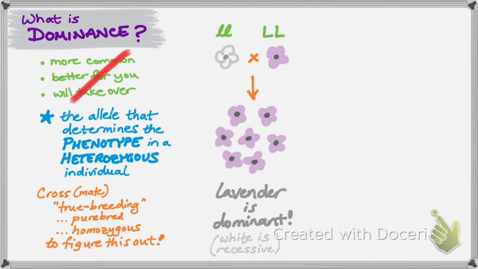But when they passed on their genes to their offspring, all of these lavender kids got one big L from the parent on the right and one little L from the parent on the left, because they got one of each pair of homologous chromosomes in the gametes. Okay. That is the simplest possible example.